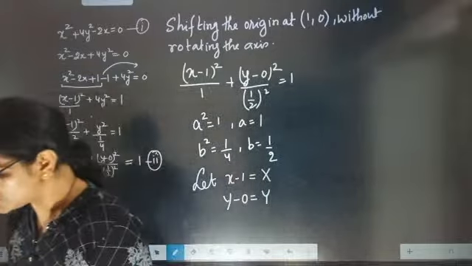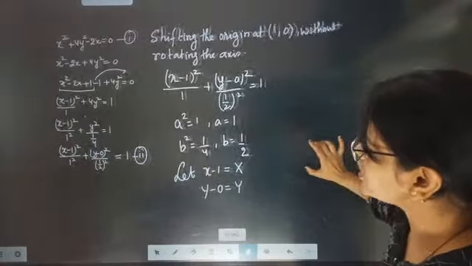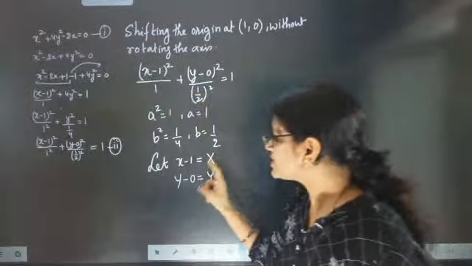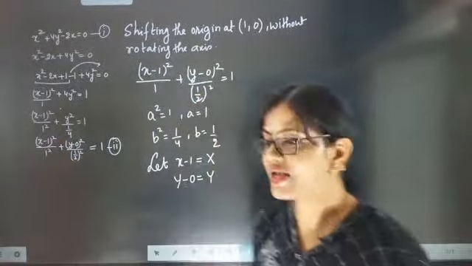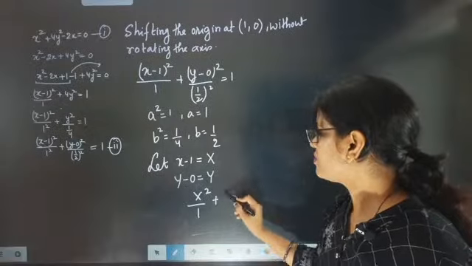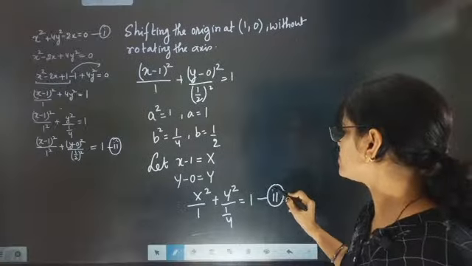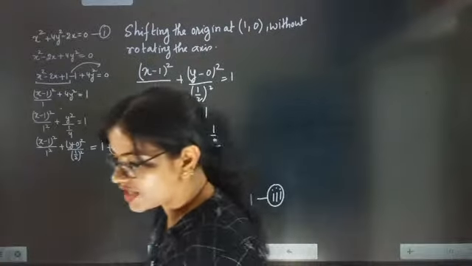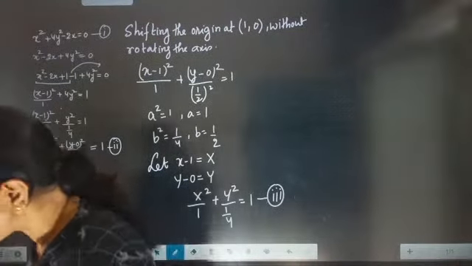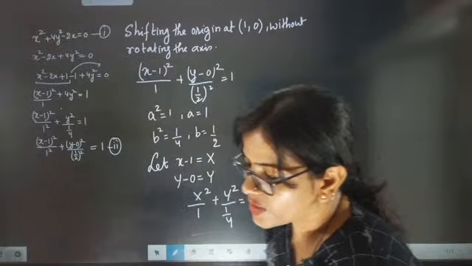Please pay attention to this one. The coordinates of the axis will change now, beta. Like the way we did in the parabola, the same work we have done. We took this one and now our standard equation will become X by 1 whole square plus y square by 1 by 4 equal to 1. This will become the equation of the ellipse. This will be the standard equation for the ellipse.